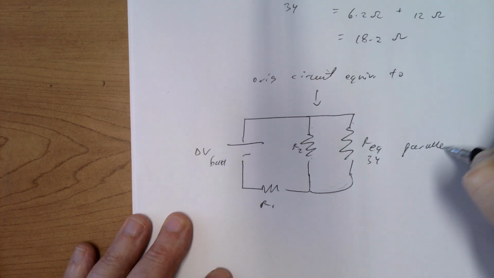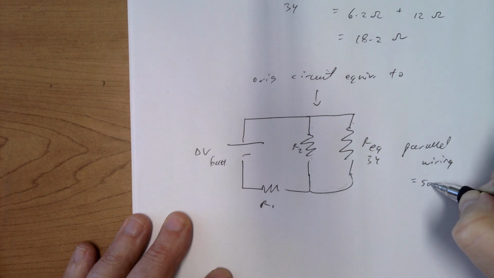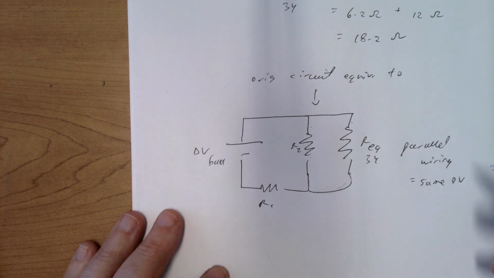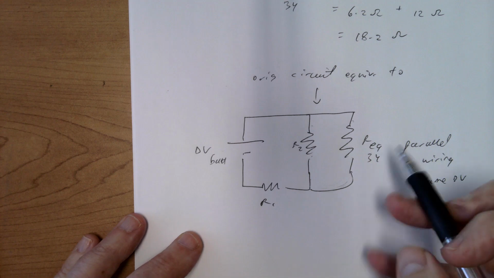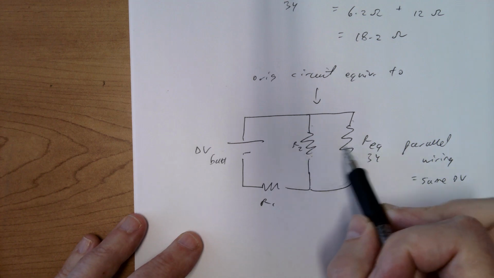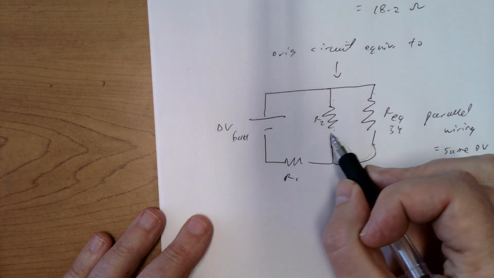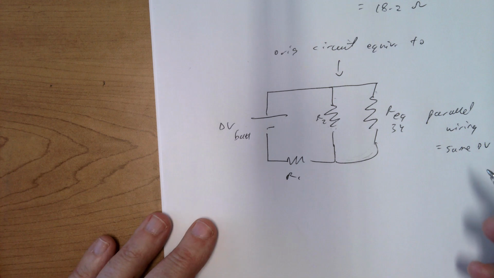So that's an important thing to remember. Parallel wiring means same delta V. Well, that's how I can identify parallel wiring. All right. Therefore, I can make a new equivalent resistor out of these two. So I'm going to call that equivalent resistor 234.